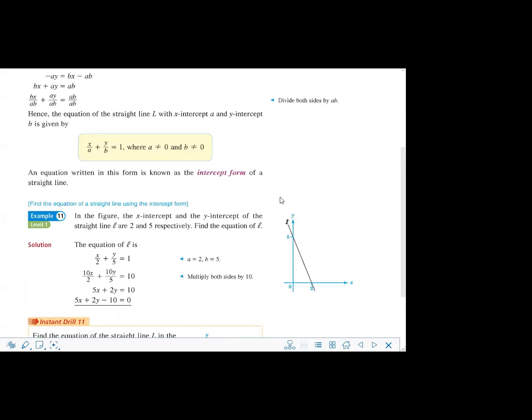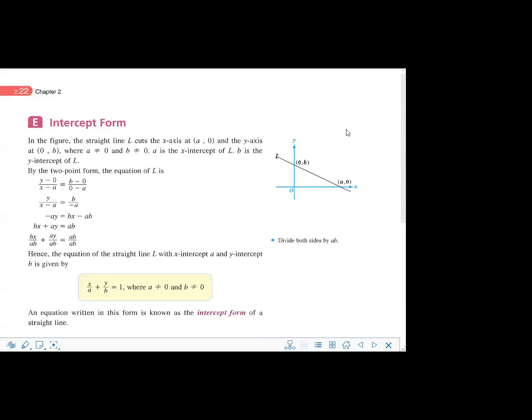About this one, we do not need to learn the intercept form. Okay, so please put a cross here. We are not going to learn this. This one is actually meaningless. Okay, meaningless for HKDSE level. No matter it is M1 or M2 or core part, it is meaningless to learn this form. Okay, so we are not going to learn this form.